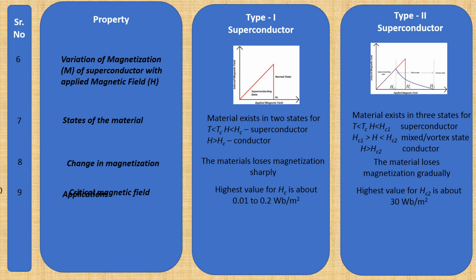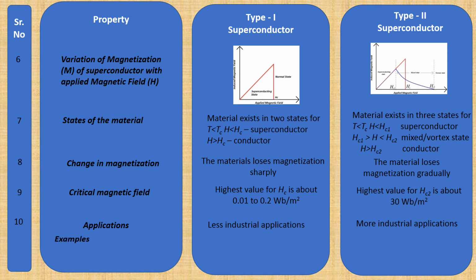So next point, the applications. Type 1, as it has a very small value of critical field, has less industrial application. While type 2 superconductor has more industrial applications and is more useful.